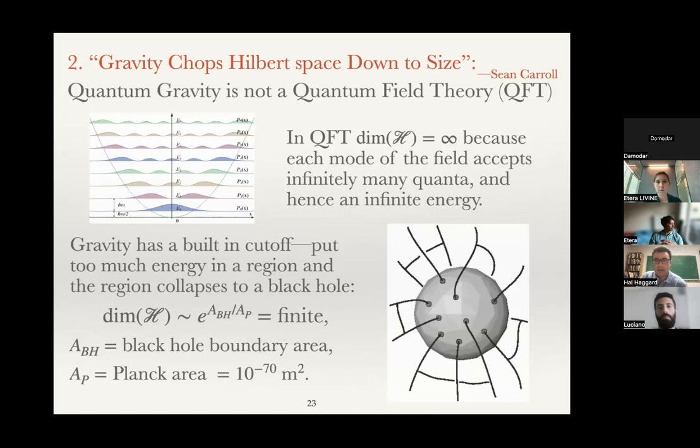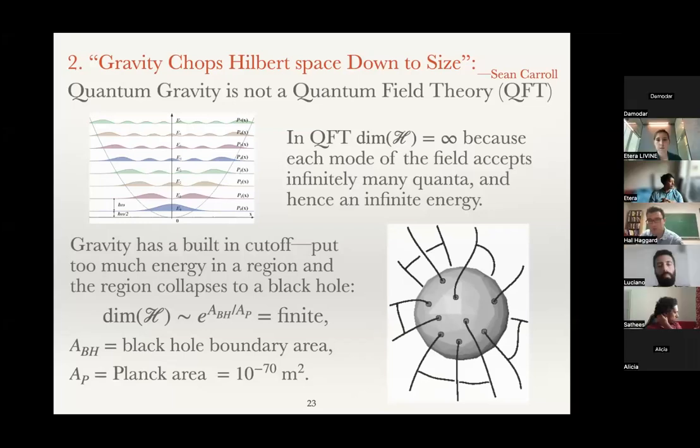But we've just seen that as you get to large energy densities, you encounter a gravitational cutoff to this phenomenon. That is, those large energy densities are going to collapse gravitationally. So you put too much energy in a region and you form a black hole.